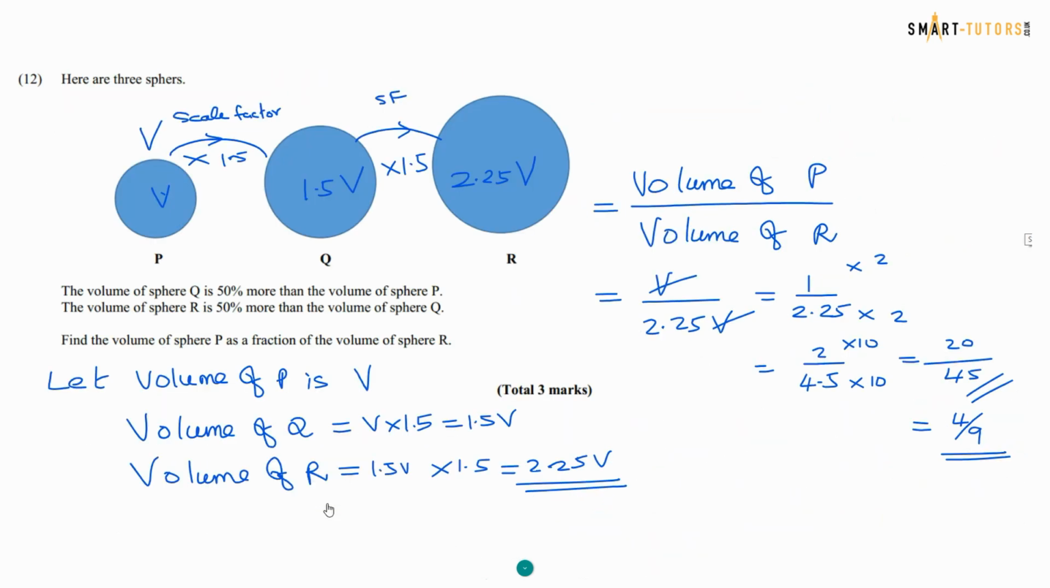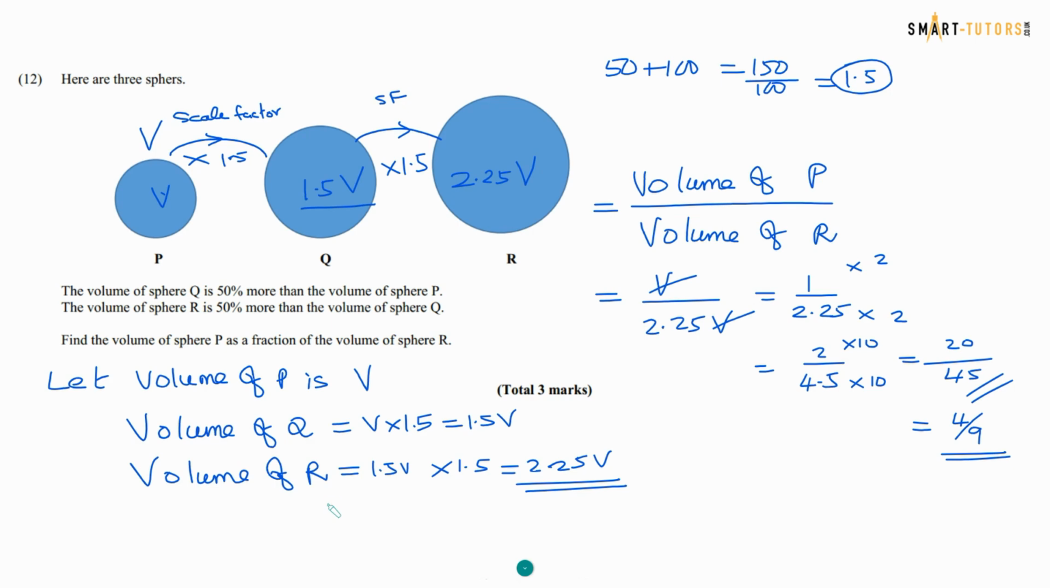Question number 12. Here are 3 spheres. The volume equation is not needed. The only thing they are asking is that the volume of sphere Q is 50% more than the volume of P. So P's volume is V, and Q is 50% more. 50% more means 100 plus 50, which is 150 divided by 100, which is 1.5, the scale factor. So 1.5 times V is Q's volume.